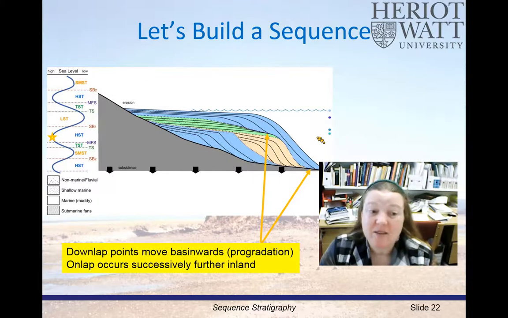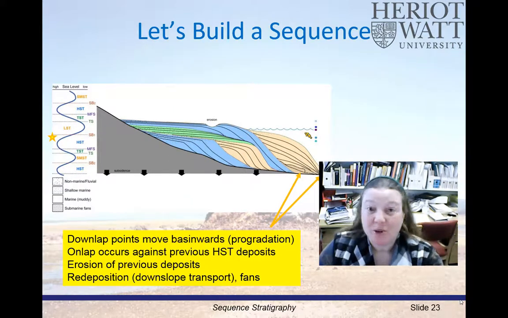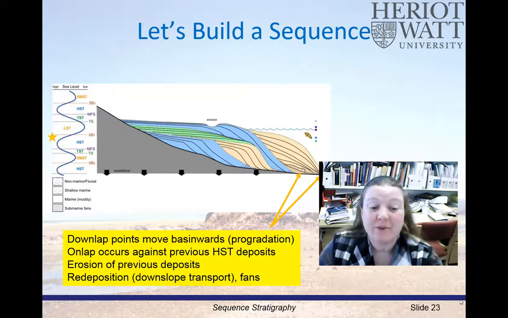High stand systems tracts are associated with the highest sea level and also the beginning of the fall in sea level. A Type 1 sequence boundary where the sea level fall goes below the shelf break results in incision and erosion on the shelf, with the redeposition and rapid transport of material downslope onto low stand fans. Low stand deposits are progradational, but much shifted basinwards in location, and the onlap of their strata occurs against the layers of the previously deposited high stand.